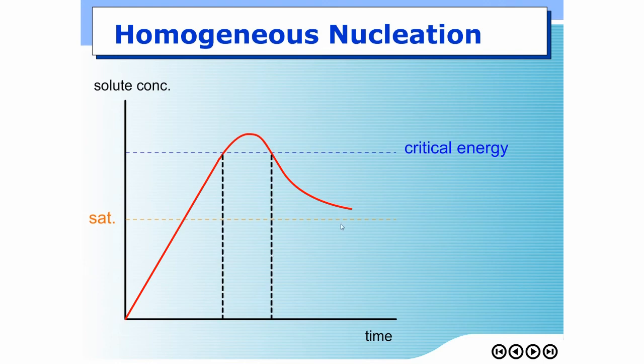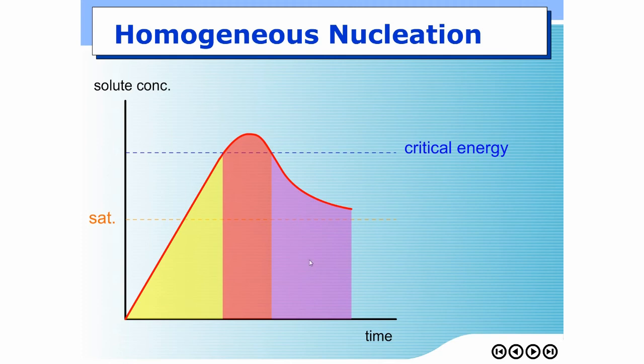Okay, so the graph can be divided into three sections or three areas. In the yellow one, nothing happened in the solution. We just create supersaturation. In the red area, we get nucleation. Okay, nucleation takes place in the red area. And in the purple area, you get growth. Okay, so growth of the nuclei.